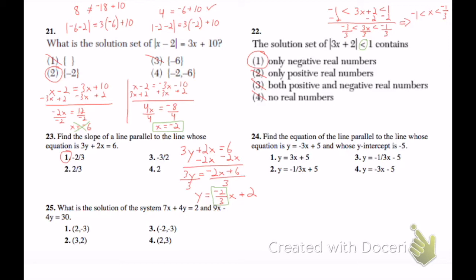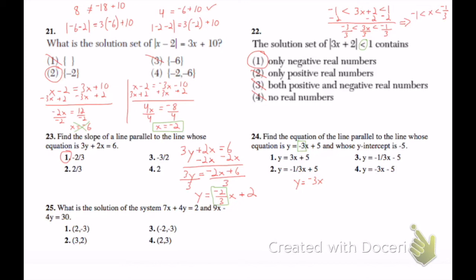Alright, question number 24 reads, find the equation of the line parallel to the line whose equation is y equals -3x plus 5 and whose y-intercept is -5. So, like we just answered, we know that parallel lines have the same slope. So let's box in the slope. So we know that the line parallel to that line has to be y equals -3x. Same slope.